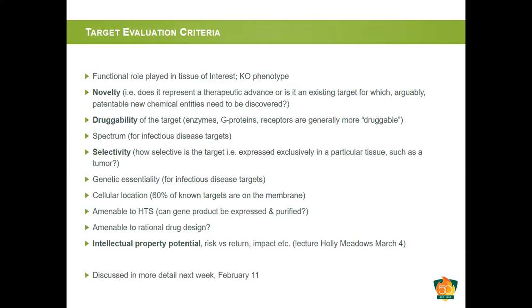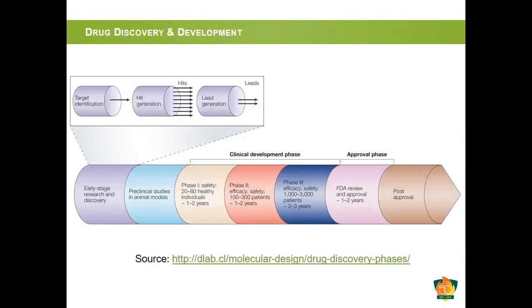And then the target: what's a good target? How do you validate it? I will talk about that in a lot more detail next week, in the February 11th class. So now that we've identified our target, we've determined this is the enzyme or receptor we want to go after. Now we need to come up with some molecules that inhibit it. How do you do that?